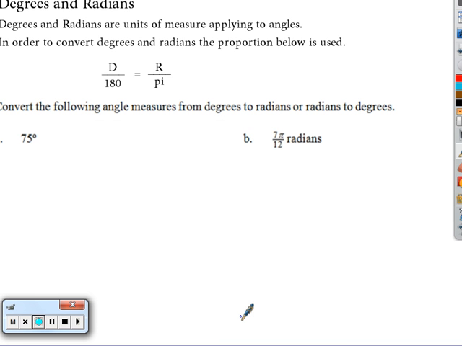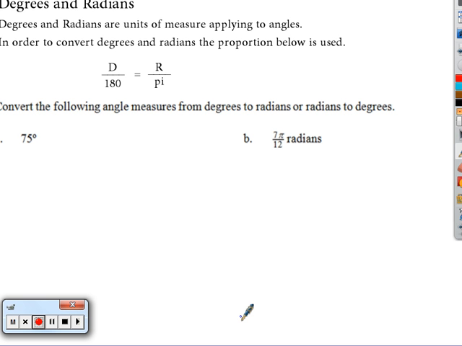Degrees and radians. Now this is a new topic for us, okay? You've worked in degrees throughout geometry. Radians is probably something that you hadn't heard of. So we're going to start that discussion here today and continue that discussion throughout the book and the course.